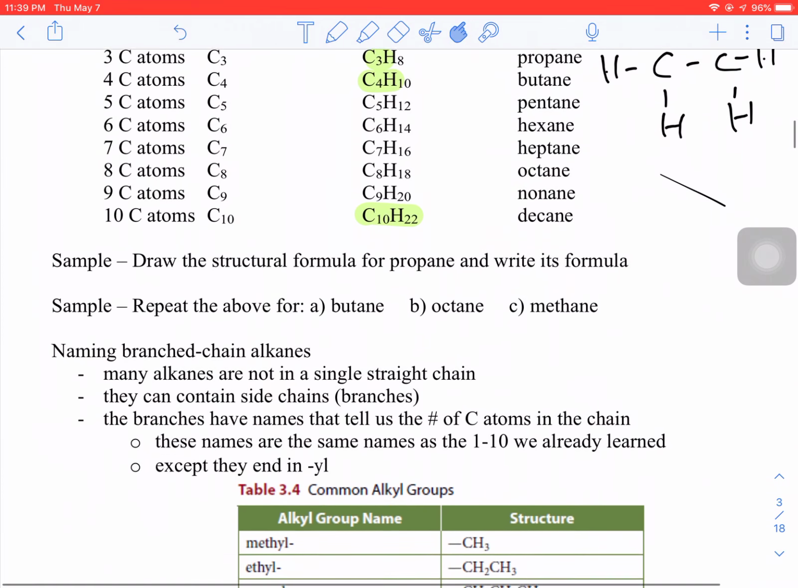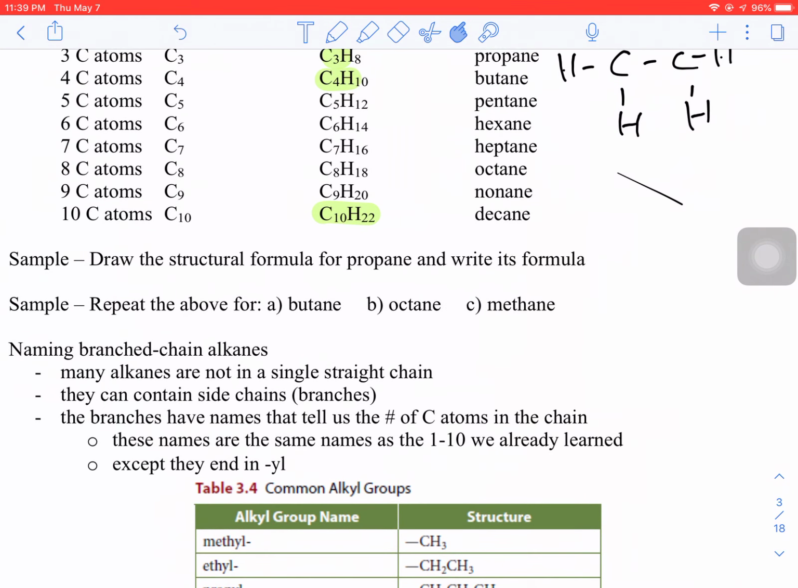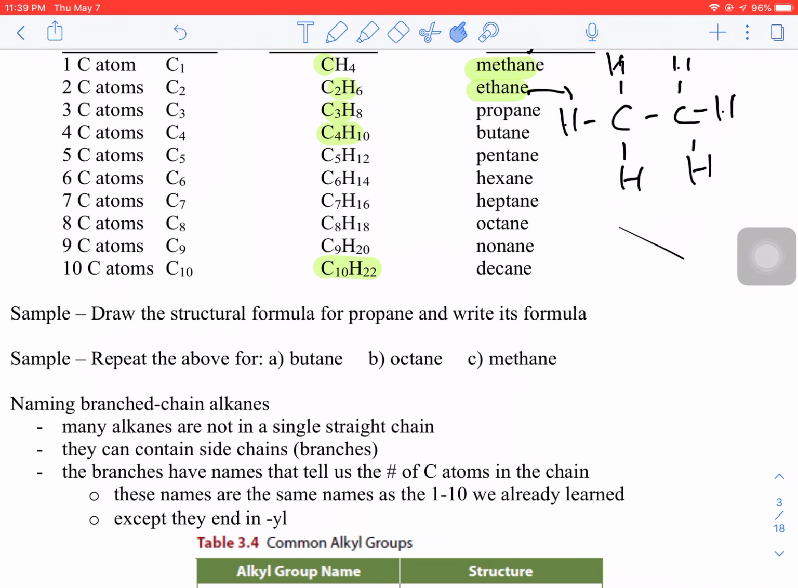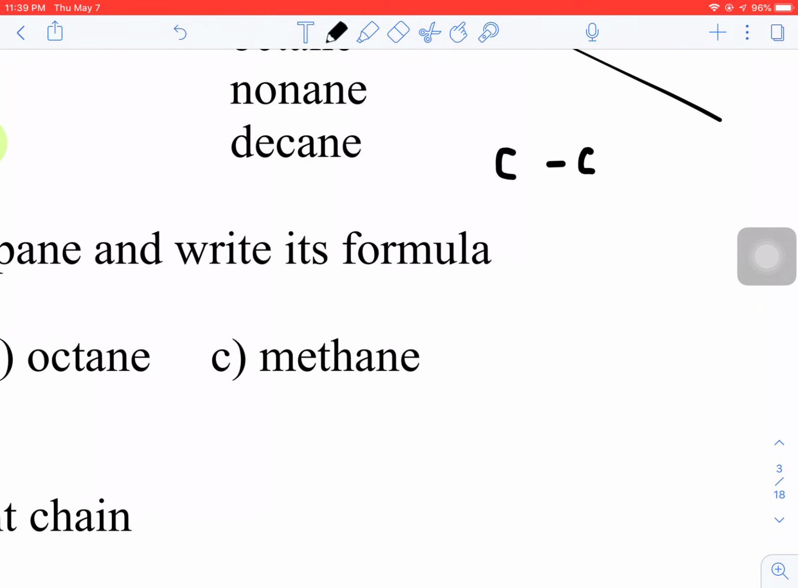So it says draw the structural formula for propane and write its formula. So propane is going to be C3H8. It tells me up here. And if I had to draw it, I would draw it very quickly as 3 carbons. Let's just make this bigger. 1, 2, 3 carbons. And then I would put my 4, 5, 6, 7, 8 hydrogens all around. There's propane.